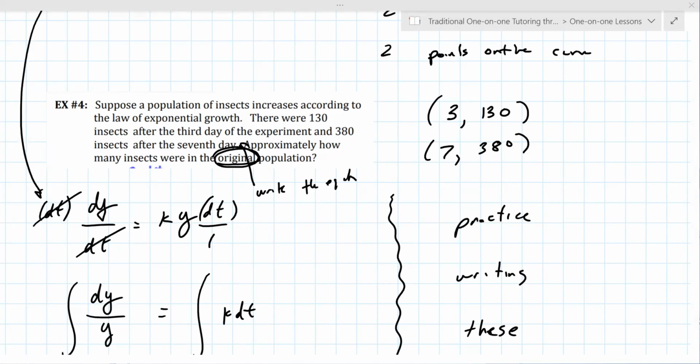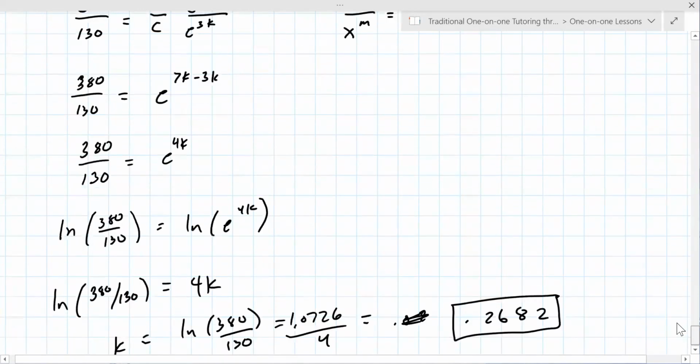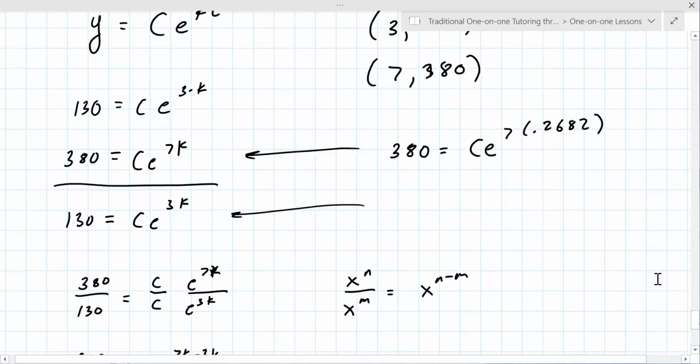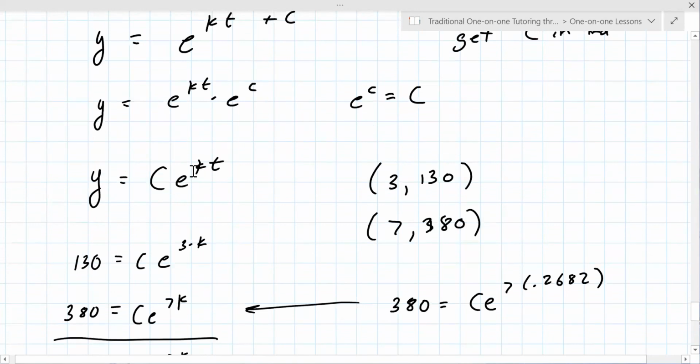It depends. There are a lot of forks here. You always find the equation though, I guess is what I should have said. You always want to solve for C and K. So with this one, you're just going to do 7 times 0.2682, and 58 is what I get for C.